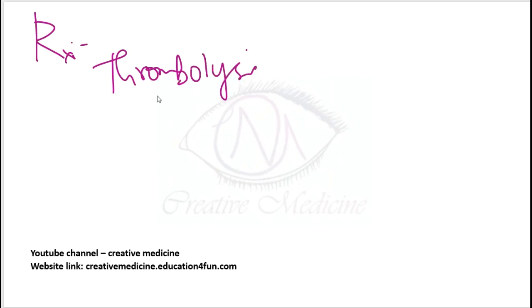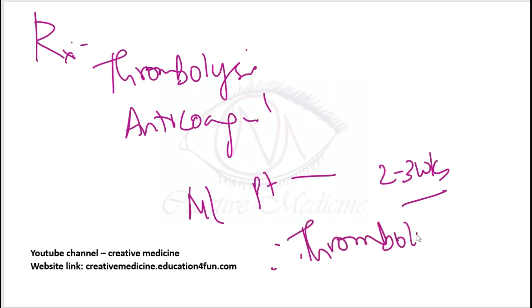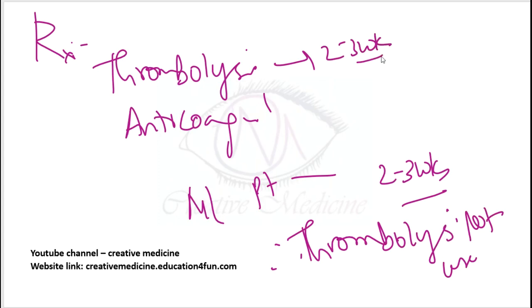We should do thrombolysis, and anticoagulant therapy should be given. In most patients, they present to the hospital only after 2 to 3 weeks. Therefore, thrombolysis is not useful in them. Thrombolysis is not useful if they present after 2 to 3 weeks, so thrombolysis should be done within 2 to 3 weeks only.